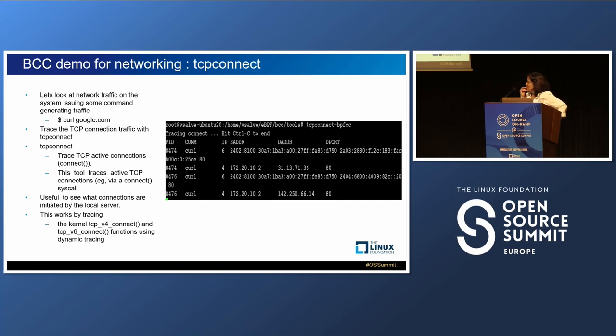Then, here again, we can look at this with an example of a BCC tool, taking the example of TCP Connect. This is another tool from the BCC framework that helps you look at the network traffic. This tool basically traces the TCP connections. It attaches the BPF program to the connect socket system call, and internally it traces the kernel functions tcp_v4_connect and tcp_v6_connect. All you can do is run a simple curl command on one terminal and run TCP connect on another terminal, and you'll be able to see the TCP connections that are happening.